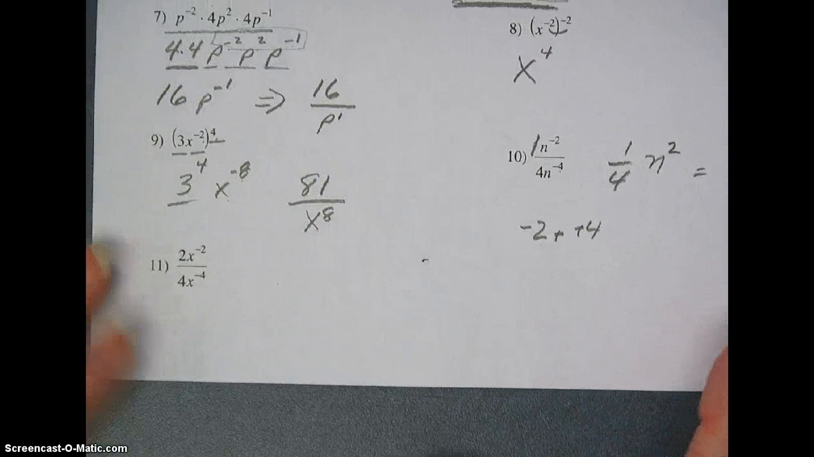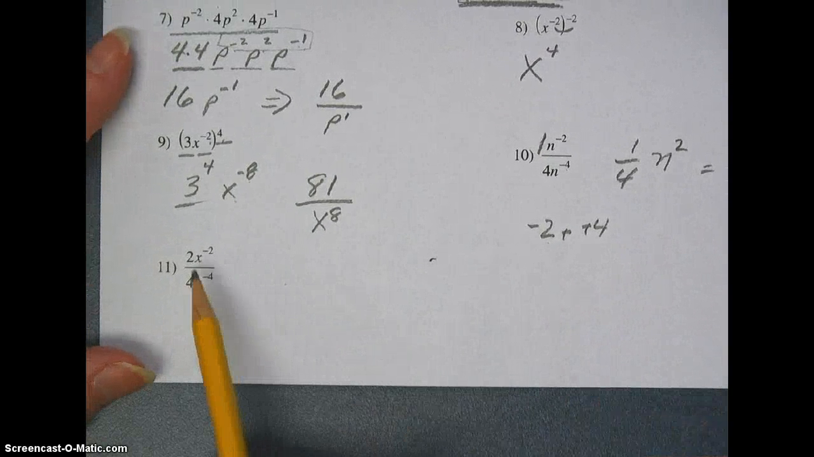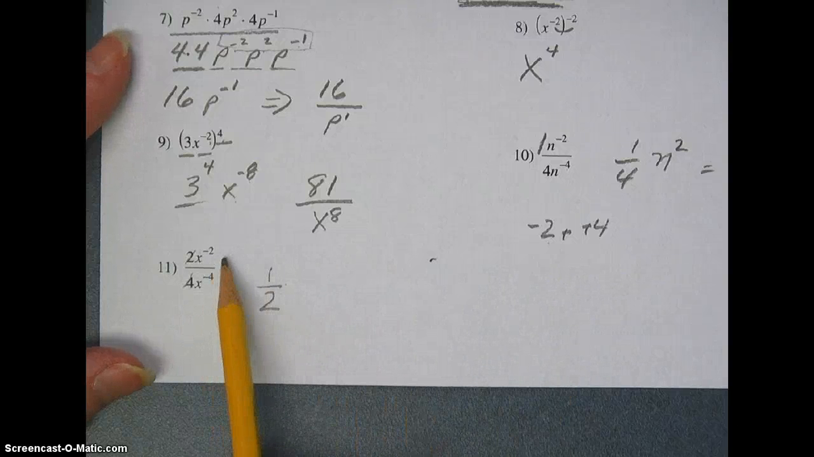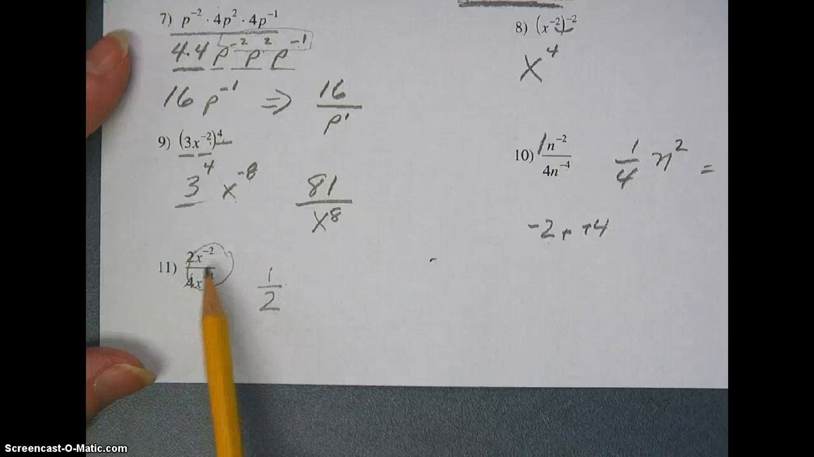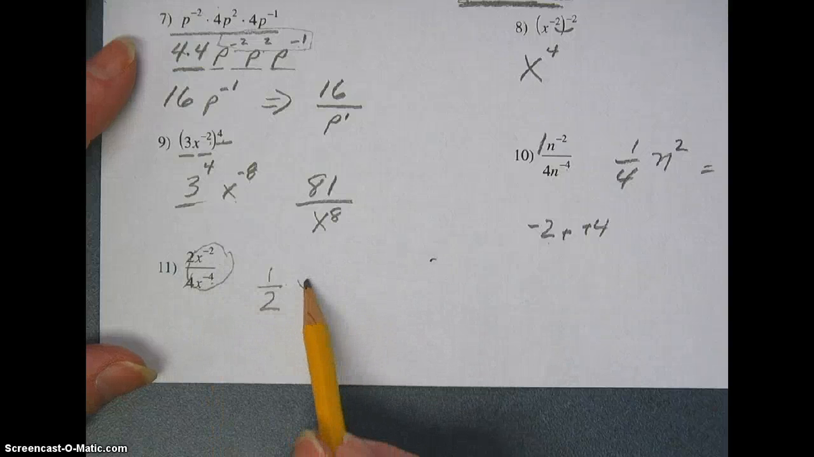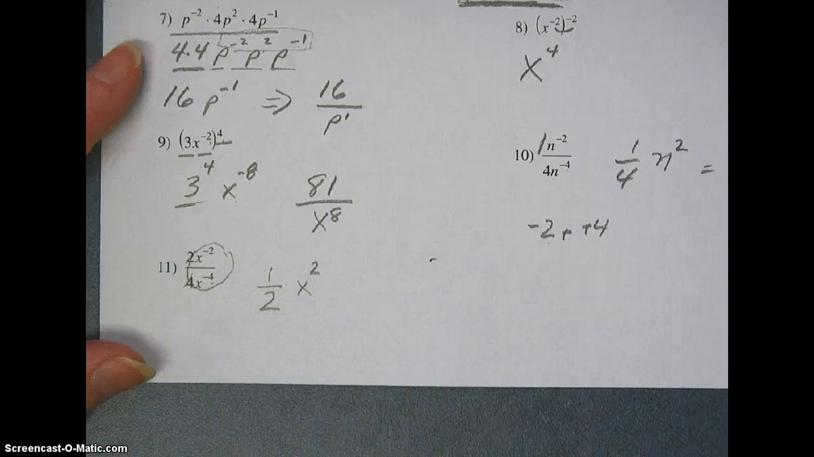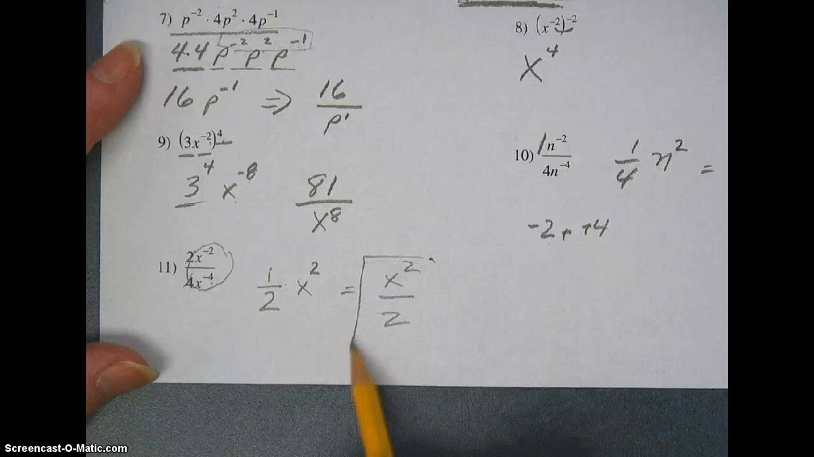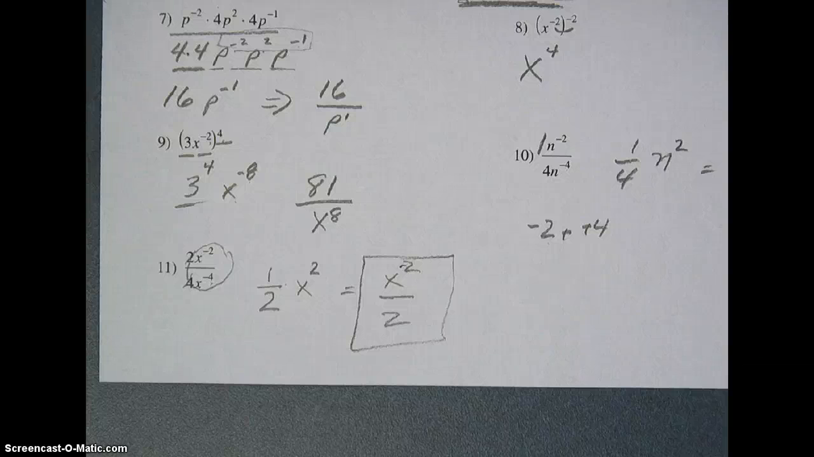The last example that I'll do with you together is take care of numbers. 2/4 reduces to 1/2. And again, since we have same bases, we subtract the exponents, and negative 2 minus a minus 4 is an x squared. This and this are the same thing.